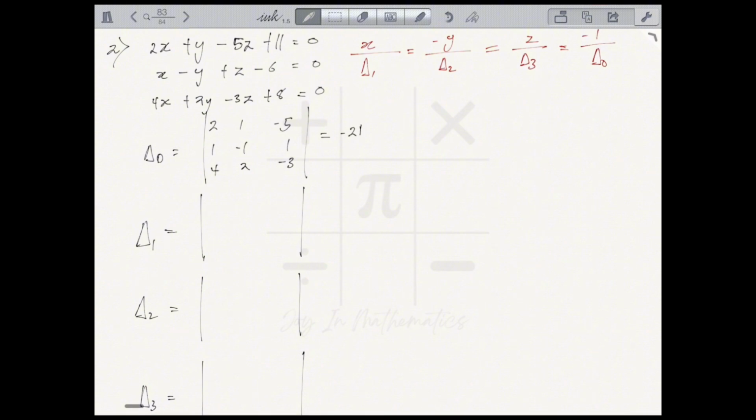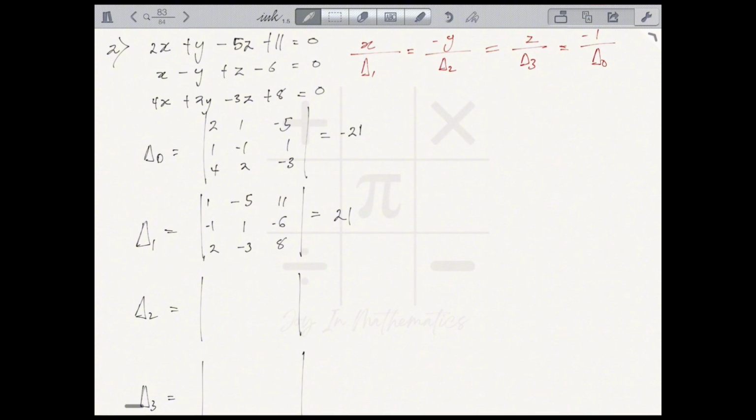Now for delta 1, that means the x coefficients are omitted, and we are left with this. So we just take out the coefficients of y, this and this, and the constant term. So that's 1, minus 5, and 11, 1, minus 1, 1, and minus 6, 2, minus 3, and 8. And when we perform the determinant here, we are sure to get 21.